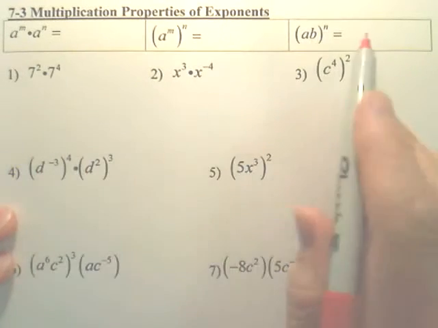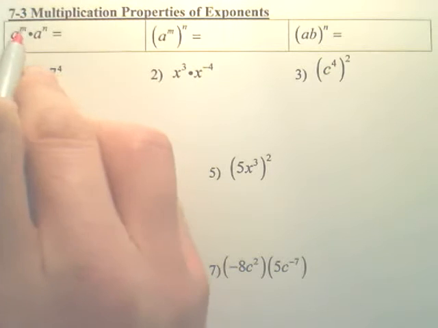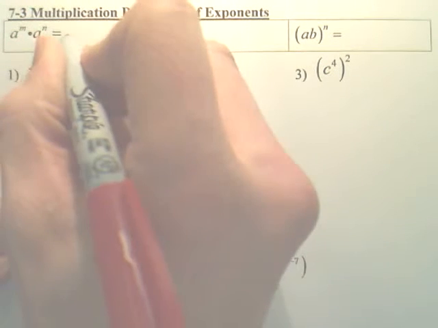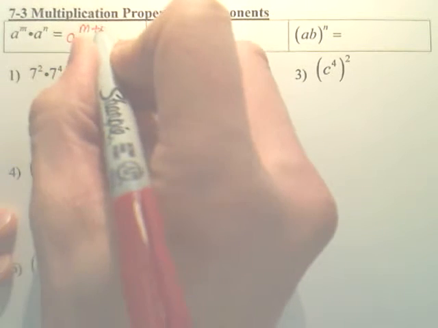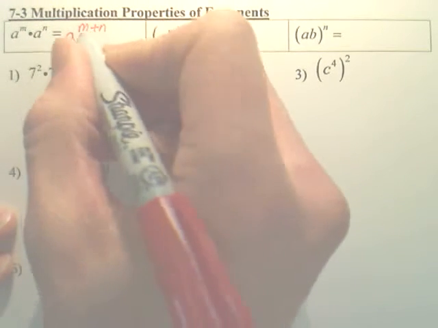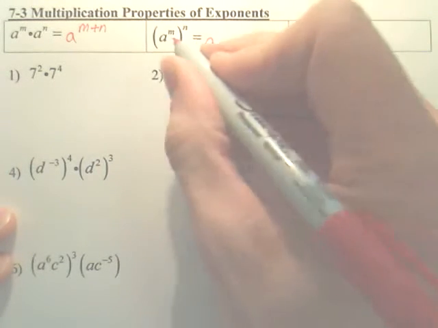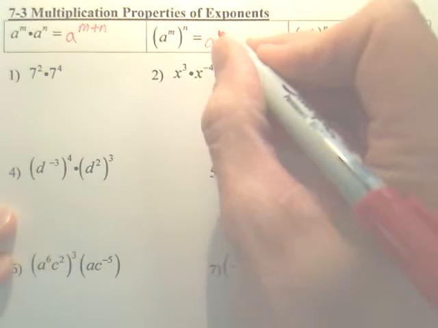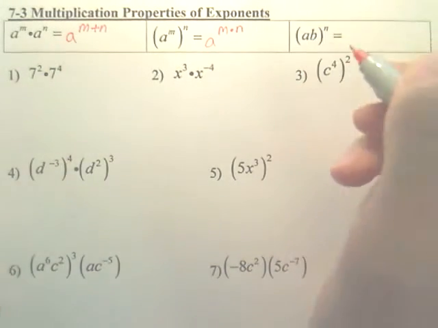Let's look at these three properties. If they both have the same base but different exponents, your answer is simply going to be the sum. You keep the same bottom, base, and you add the exponents. It's pretty cool. What you'll see for this property is whenever you take a power to another power, you multiply the exponents. So here you added, here you multiply.